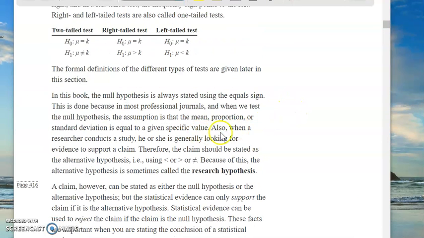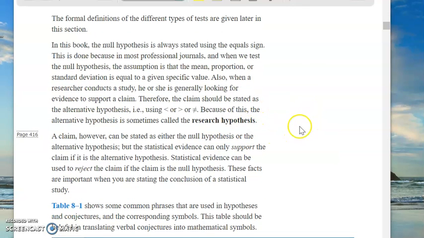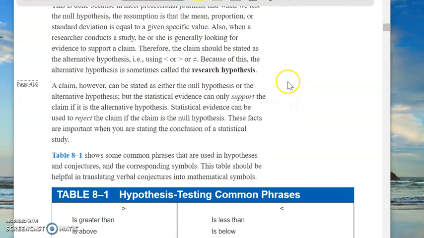All right. So when you conduct this study, you're going to be looking for evidence to support a claim. So let's suppose your claim is, hey, I think that taking this medication makes your pulse rate go up. That's my claim. So that's the alternative hypothesis. And we typically use these symbols right here. We'll say, well, it's less than, it's greater than, or it's not equal to. So typically that's what you're going to see. And because it's a research environment, oftentimes the alternative hypothesis is sometimes called the research hypothesis.